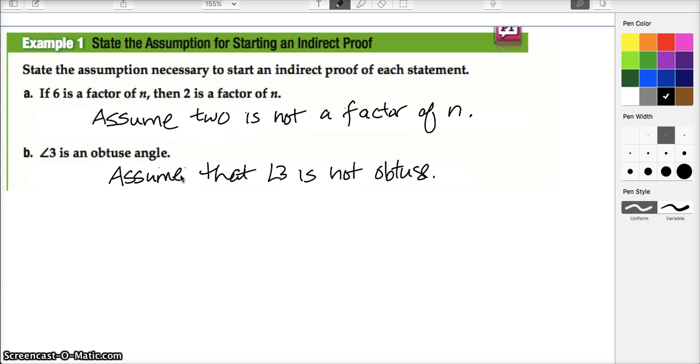Or depending on the constraints of the problem, you could also say something like, assume that angle 3 is a right angle or an acute angle, to say that it's not obtuse, or is less than or equal to 90 degrees. So those are other ways of saying that it is not obtuse.